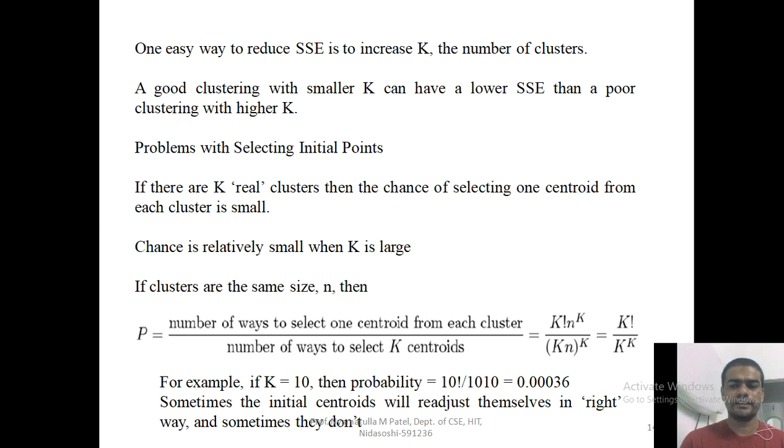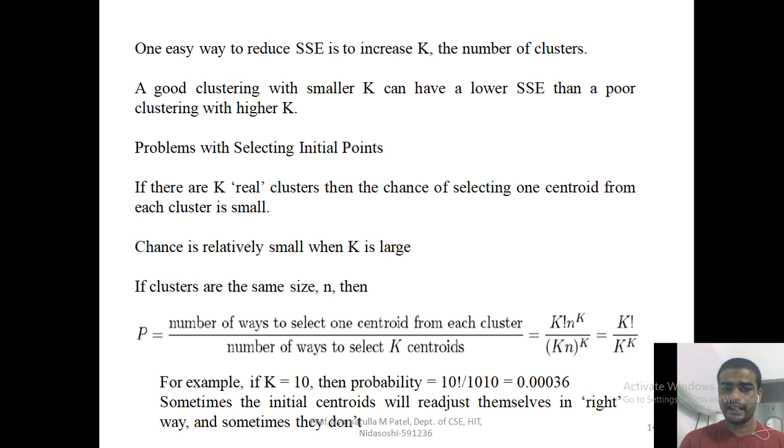Problems with selecting initial points. The next point is what problems there are with selecting the initial points. How do I select the initial points, and what problems will we face? If there are k real clusters, then the chance of selecting one centroid from each cluster is small. The chance is relatively small when k is large.